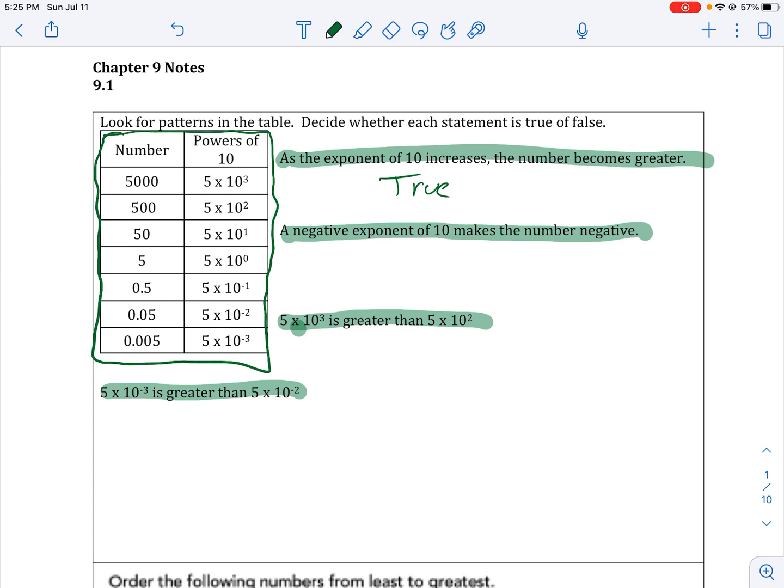Next, a negative exponent of 10 makes the number negative. So here's a negative exponent of 10 right there. This number is not negative, so this is in fact false. It makes the number smaller. It does not make the number negative.